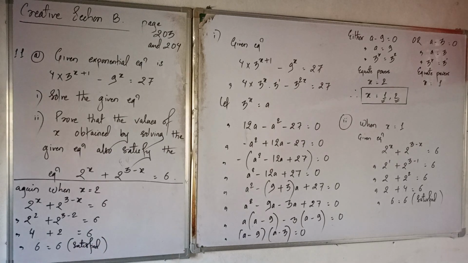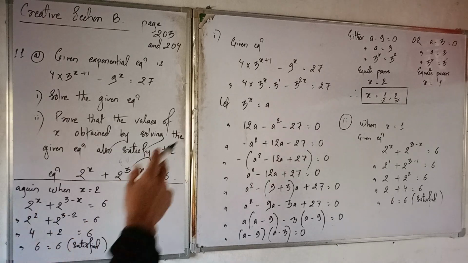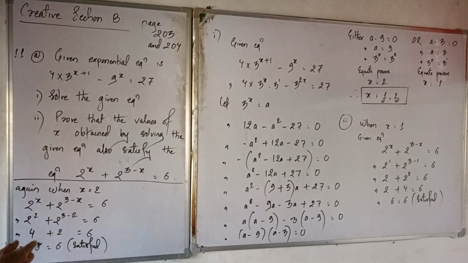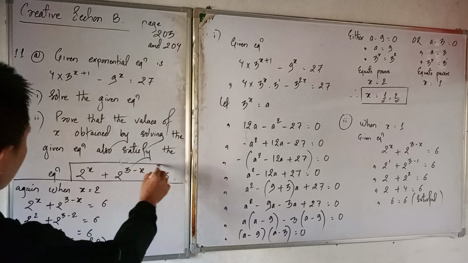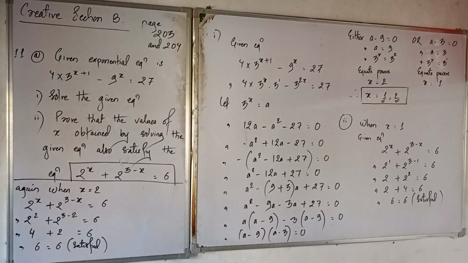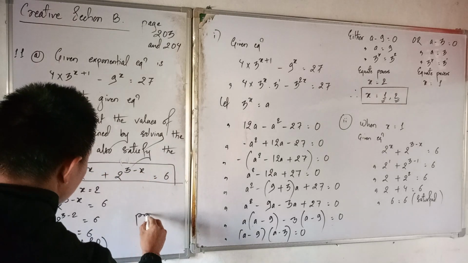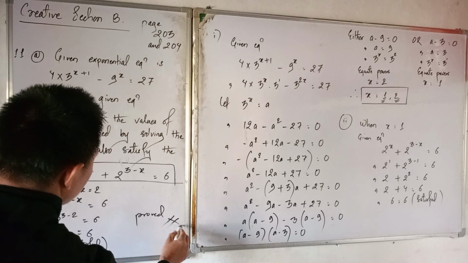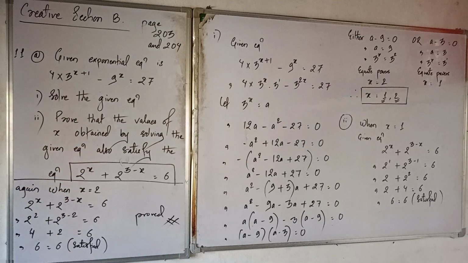For both values, x equals 1 and x equals 2, this equation is satisfied. Then it is proved. You can write here, proved. Very easy. Whatever you have read, all will be used here. So if you find yourself confused in this type of question, let's do another.